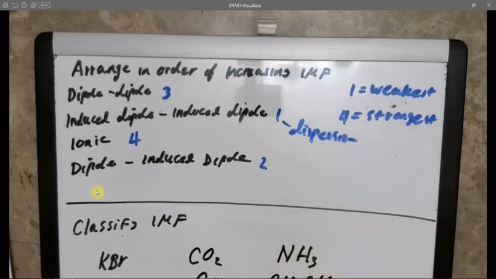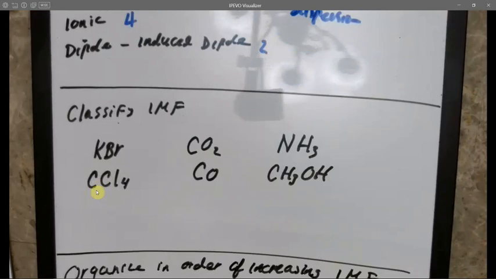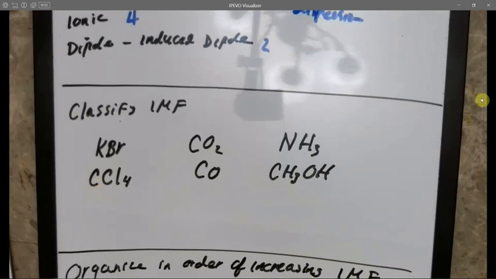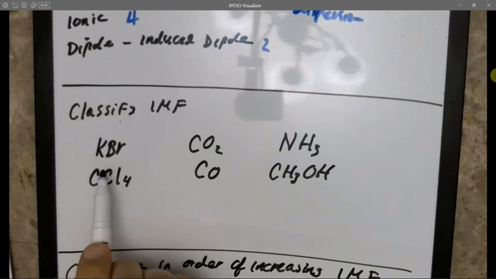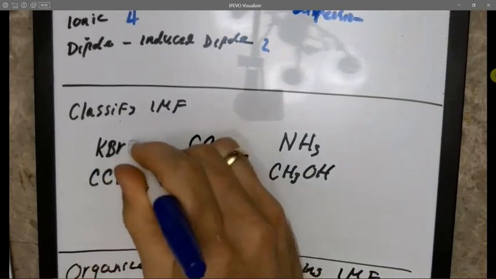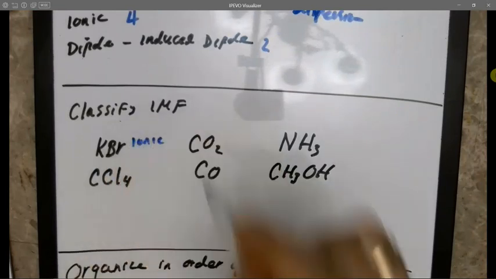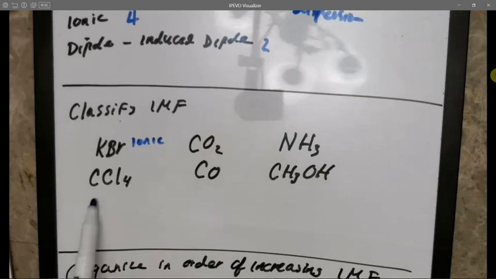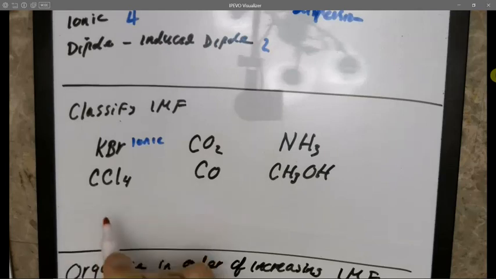Let's look at these molecules and try to classify their intermolecular forces. KBr is ionic, because this is an ionic compound, so it's just ionic. CCl4, if you look back in the bonding chapter and the molecular geometry chapter, this guy looks like this.